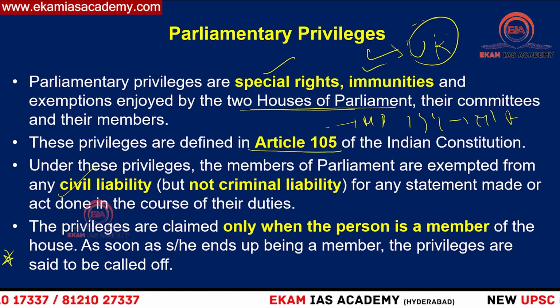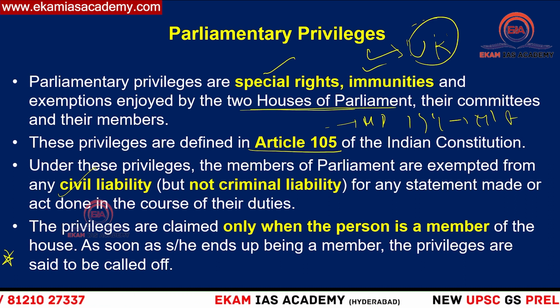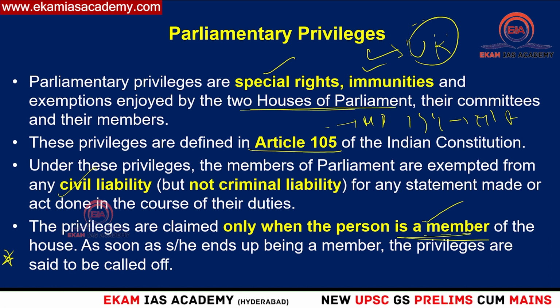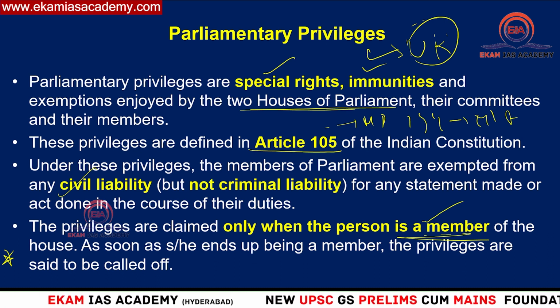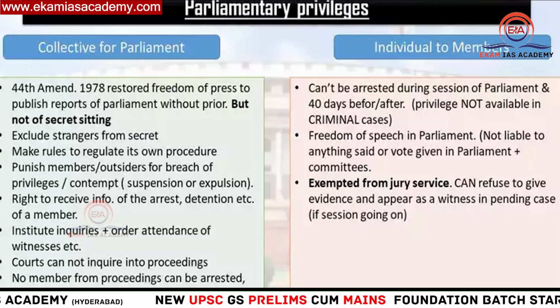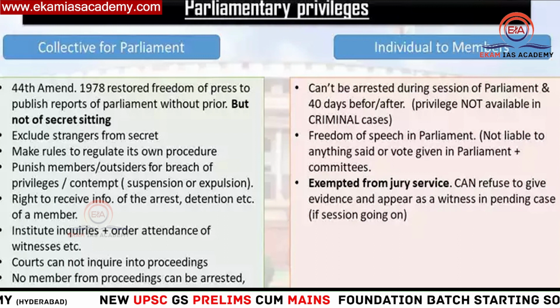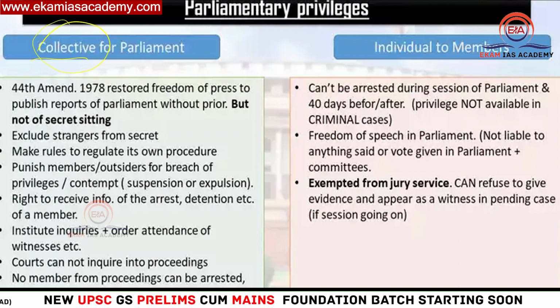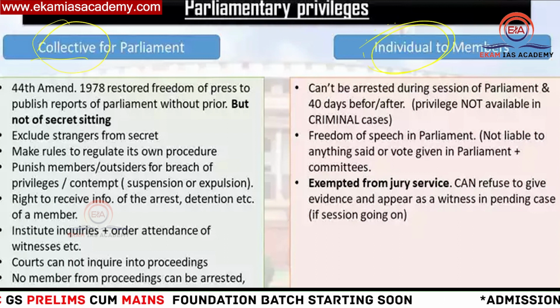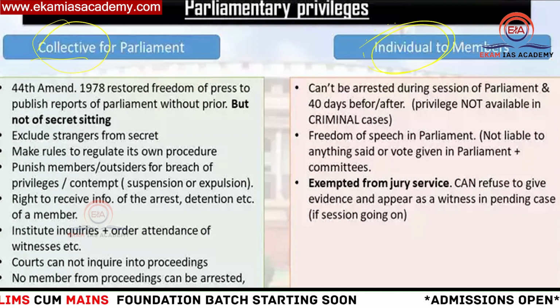Do remember this. And the second thing you have to remember is, as long as they are a member of the House, only then can they enjoy this parliamentary privilege. If they lose their membership, these privileges will not be applicable. Automatically, they will be off. Here you can see there are two types of parliamentary privileges. Collective privilege means that as the House, they have some privileges, and individually also they have some privileges. Let's understand what these types of privileges are.